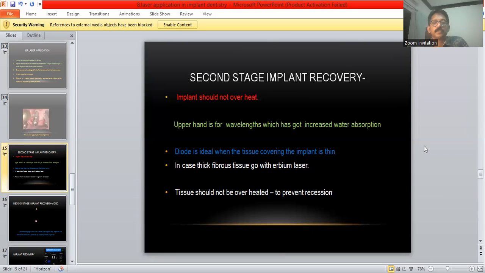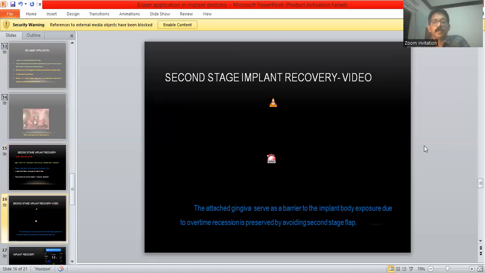Make sure that the tissue is not overheated, to prevent recession. The main thing to take care of is that the attached gingiva serves as a barrier to the implant body. Exposure due to over time recession is prevented by avoiding the second stage procedure. So you are preserving the quality of the peri-implant soft tissue by avoiding a second intervention.